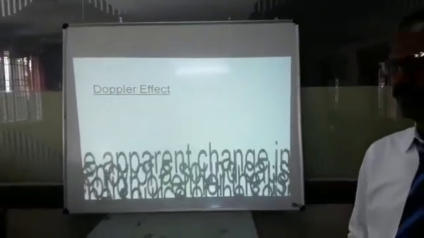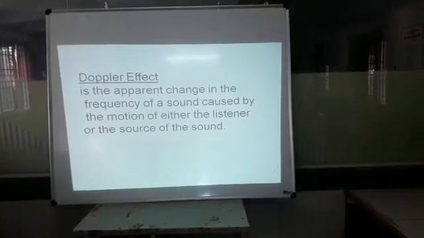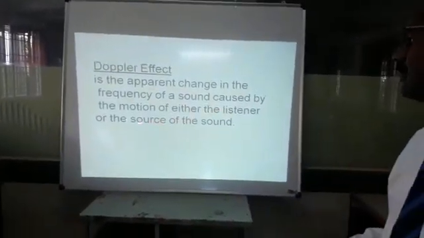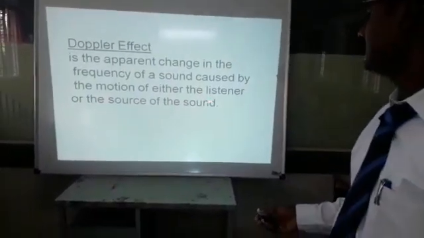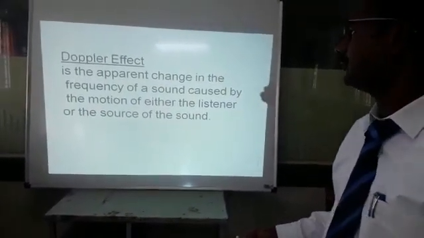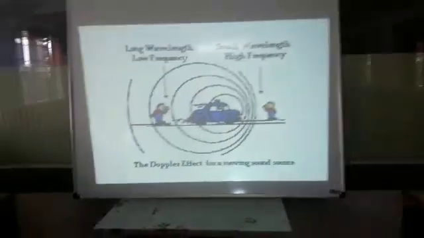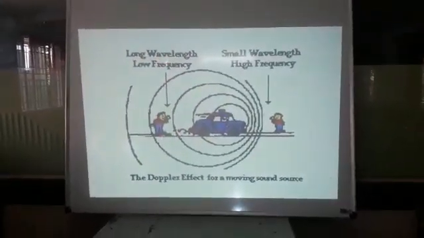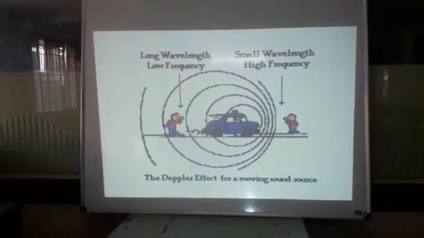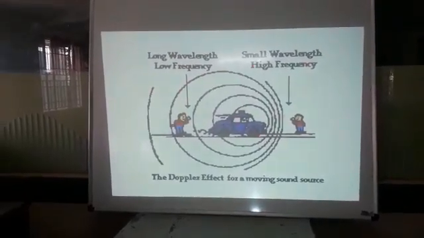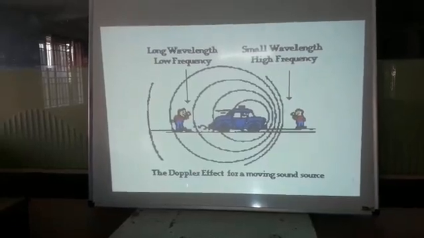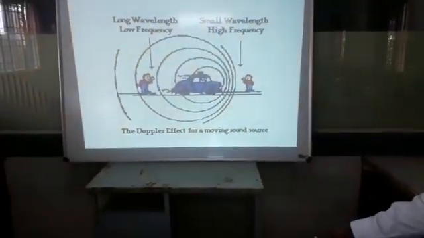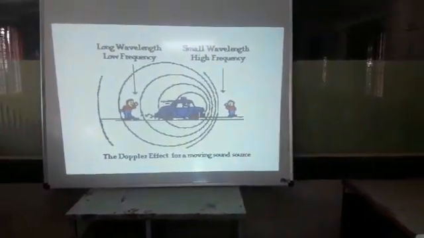Doppler effect. For sound engineering, the Doppler effect is the apparent change in the frequency of sound caused by the motion of either the listener or the source of the sound. The picture gives the information about the Doppler effect. At the front side, long wavelength, low frequency. At the back side of the vehicle, small wavelength, high frequency. This is the simplest explanation of the Doppler effect for a moving sound source.